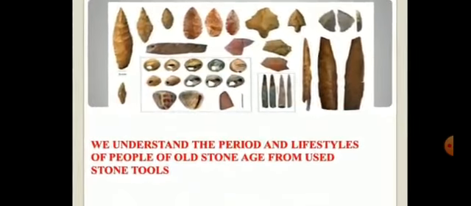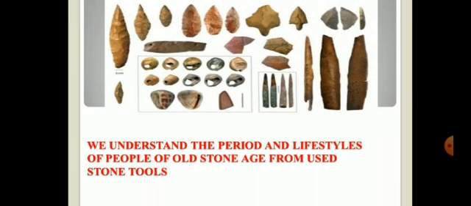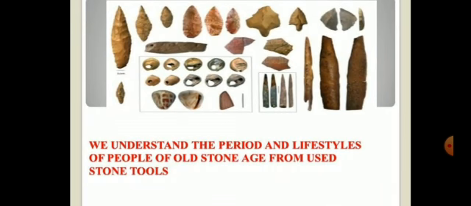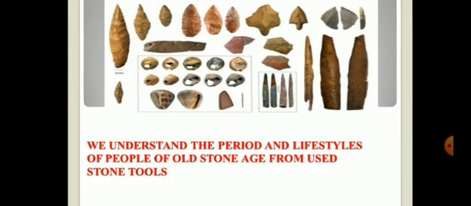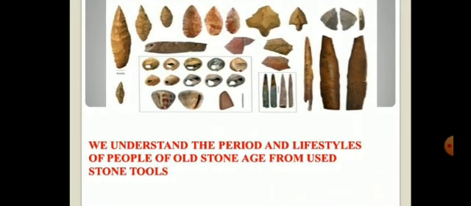And next, we understand the period and lifestyle of people of the Old Stone Age from the stone tools they used. How can we understand the Old Stone Age people? Because they used tools. Why is the period called Old Stone Age? Because in those times the people used tools made of stone. That's why the time period is called Old Stone Age.